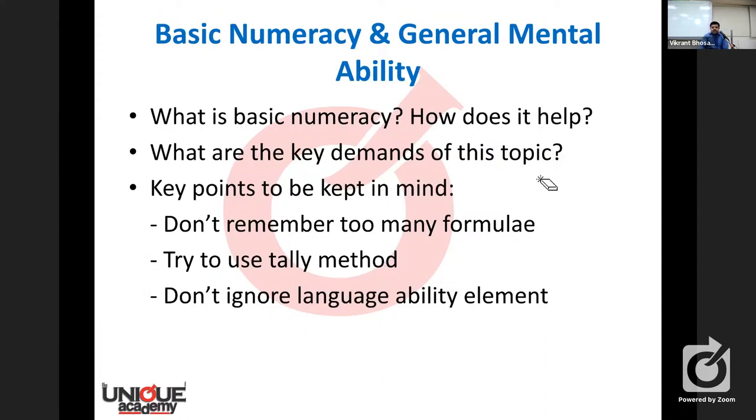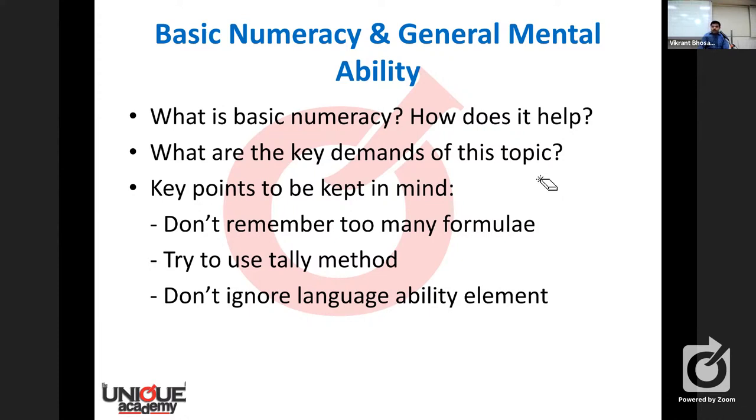Okay, what is basic numeracy? So basic numeracy में क्या आता है आपको? Number system का awareness होना चाहिए. Different types or categories of numbers. So rational number किसको बोलते हैं? Irrational number किसको बोलते हैं? उनकी properties क्या हैं? या फिर divisibility test क्या होती है? है ना, कौन से ऐसे numbers हैं which are divisible by 4?